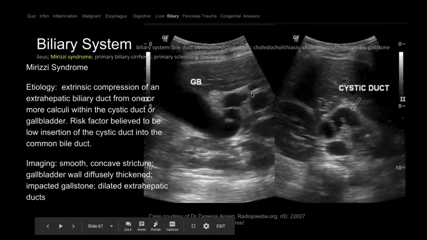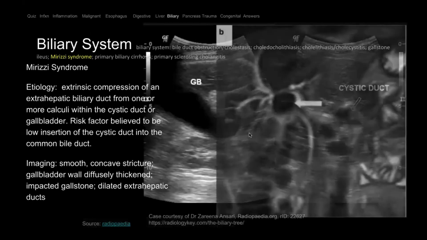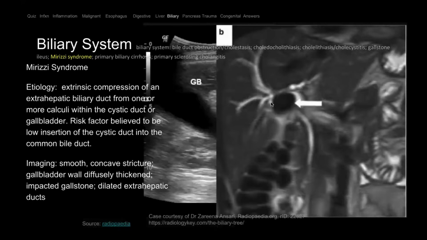Okay, biliary system. So here we have ultrasound. This is the gallbladder. This is a cystic duct. And the cystic duct is dilated. Here's the stone, and this is the MRCP. The stone can cause compression of the CBD, even though it's not in the CBD, like a CBD stone. A ginormous stone can cause compression of the adjacent CBD and cause biliary ductal dilatation, which we see here. And this is called Mirizzi syndrome. So you treat that with cholecystectomy.